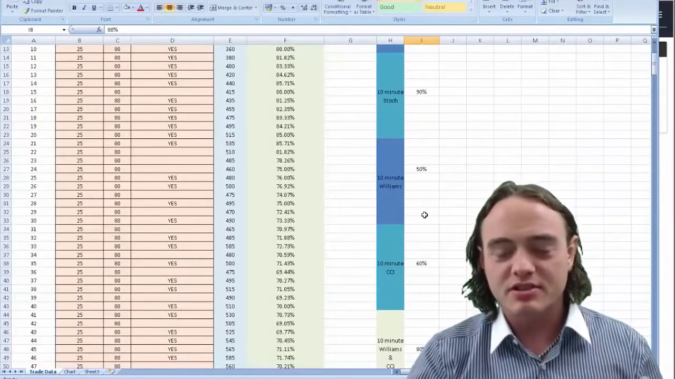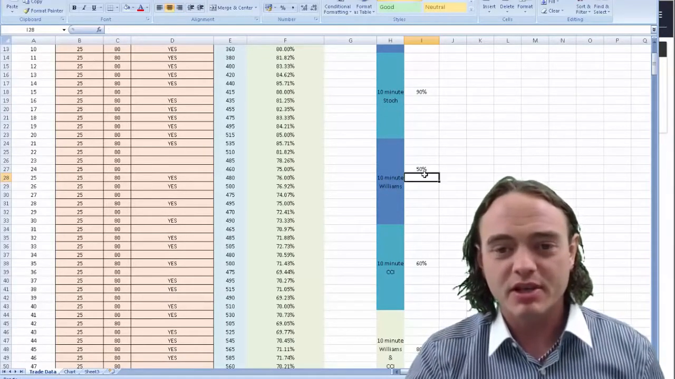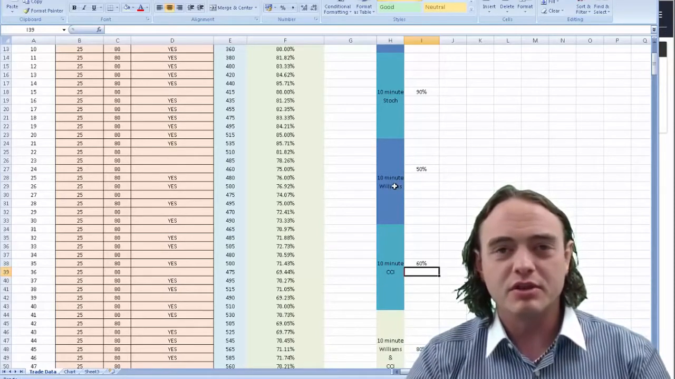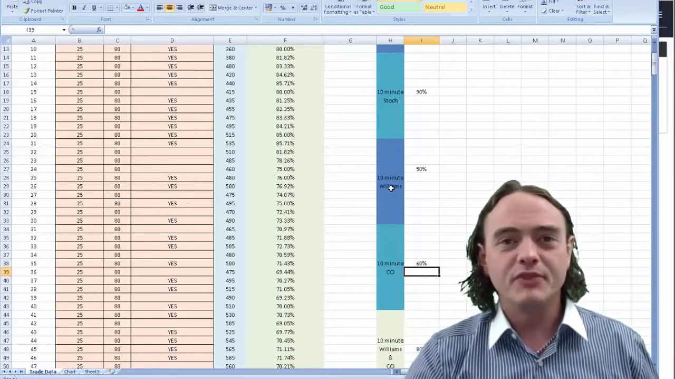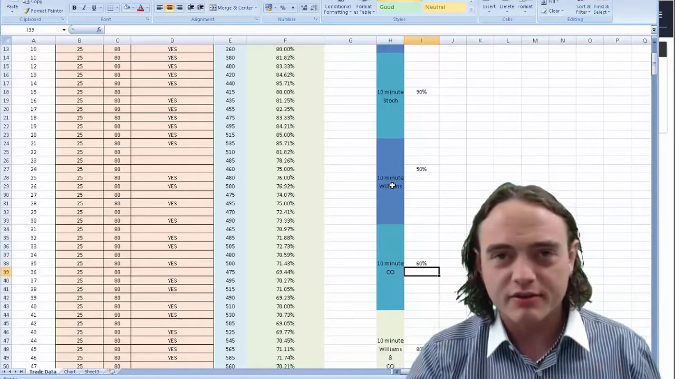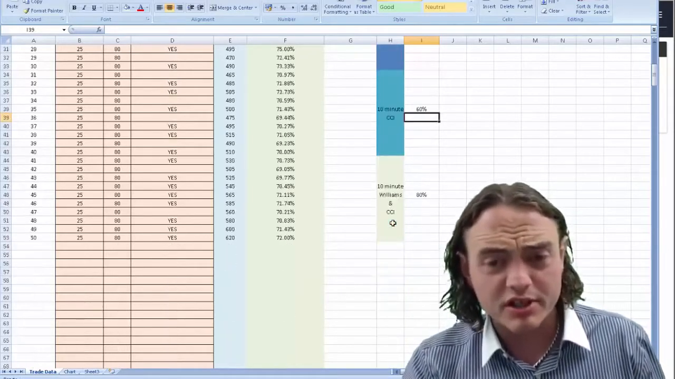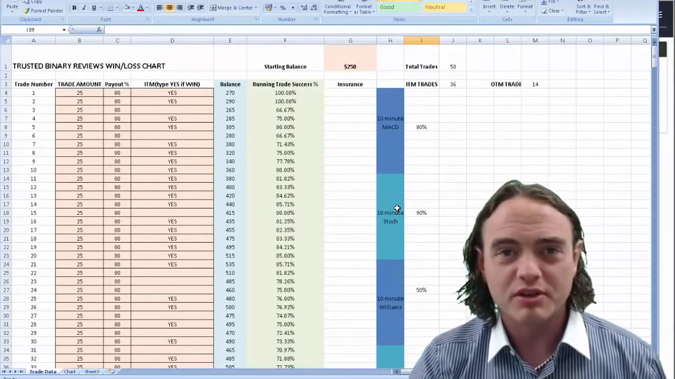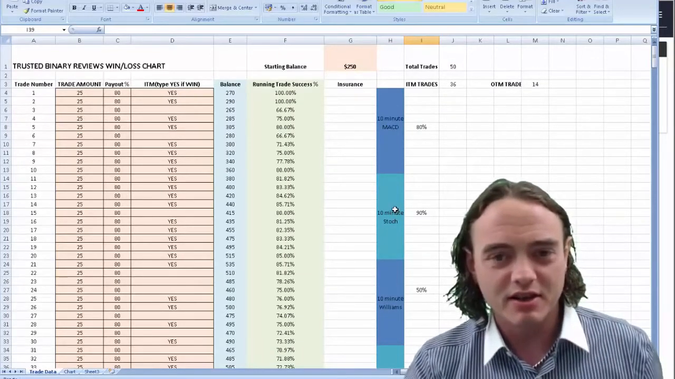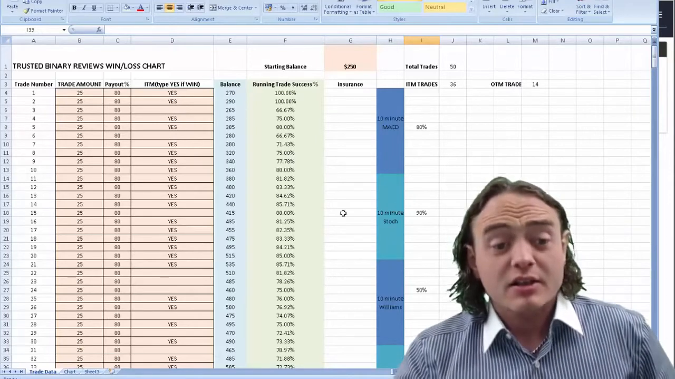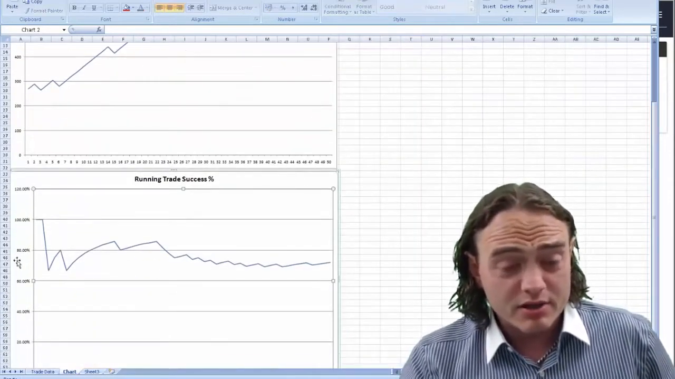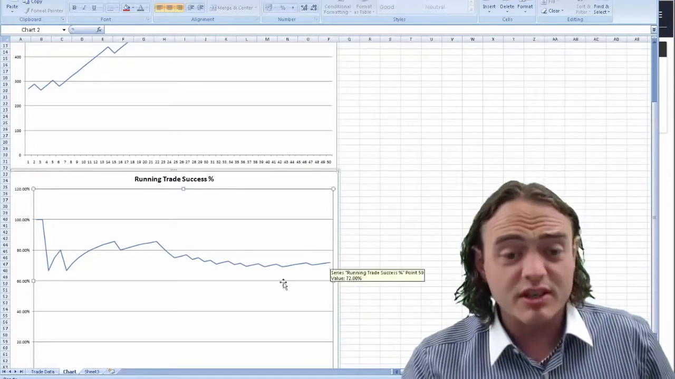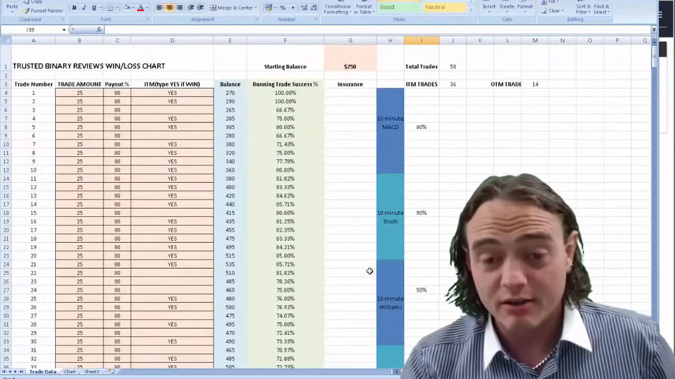Messing around with the settings is what's happened here, 50%, 60%. I'm doing that because I want to give you guys a thorough test of this software. But unfortunately, it means that I might not be making as much money as I would if I just wanted to hit the highest setting and leave it like that. So here we go. Here's the running trade success, 72% on average since the beginning of the test.